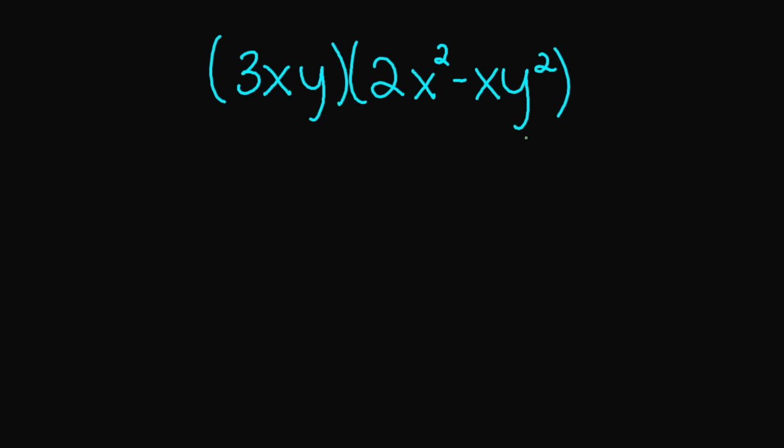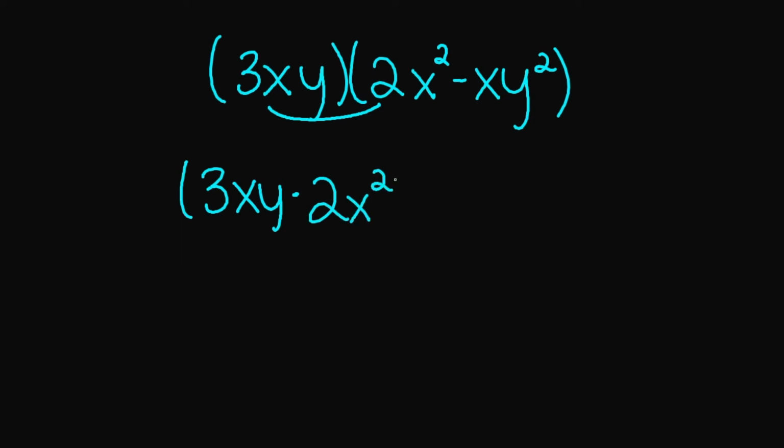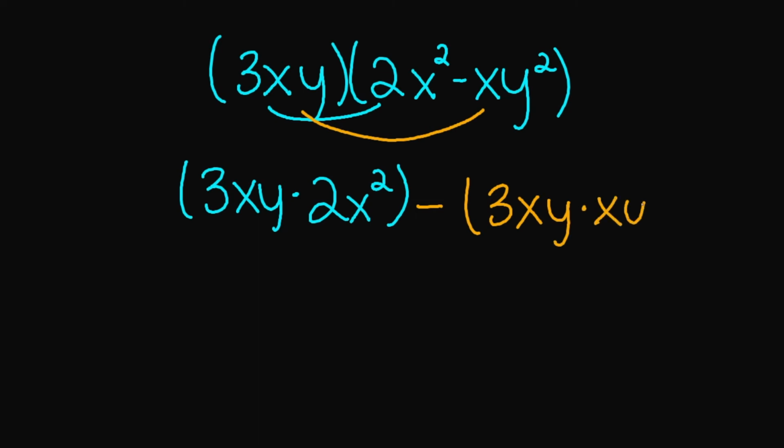So let's look at this example here. First, we're going to multiply 3xy times 2x squared. So we're going to do 3xy times 2x squared minus 3xy times xy squared. Let's go ahead and solve.